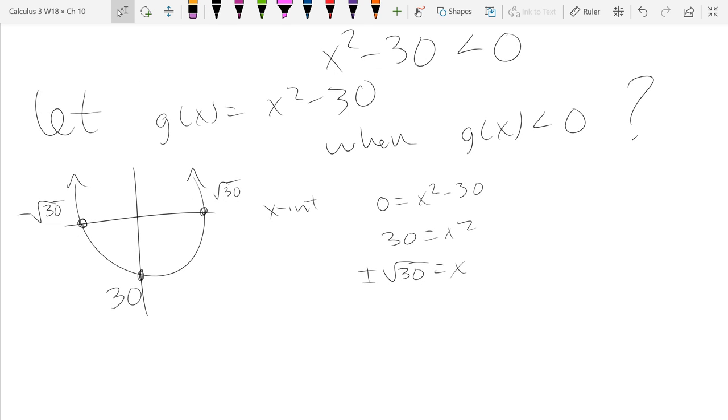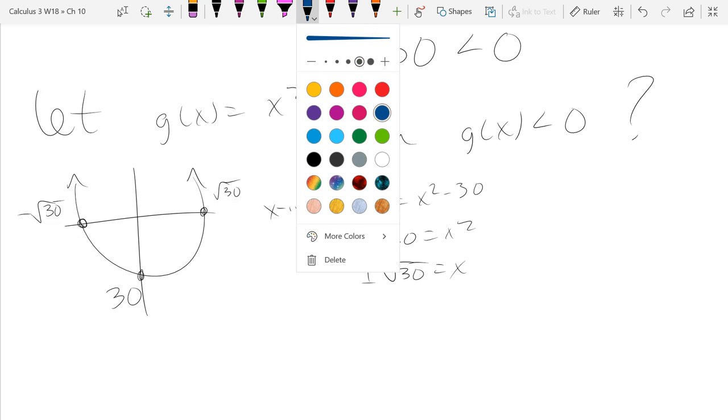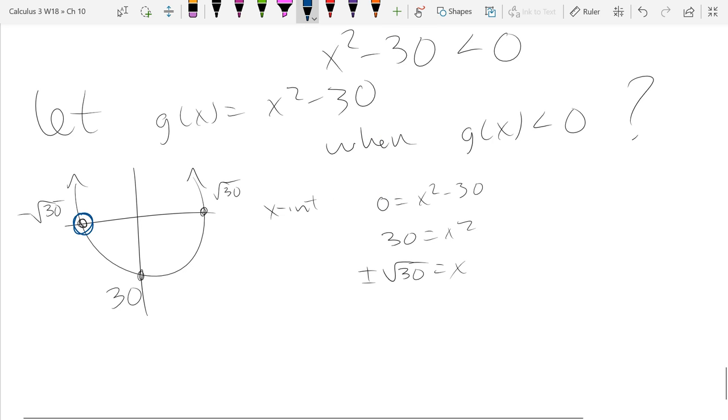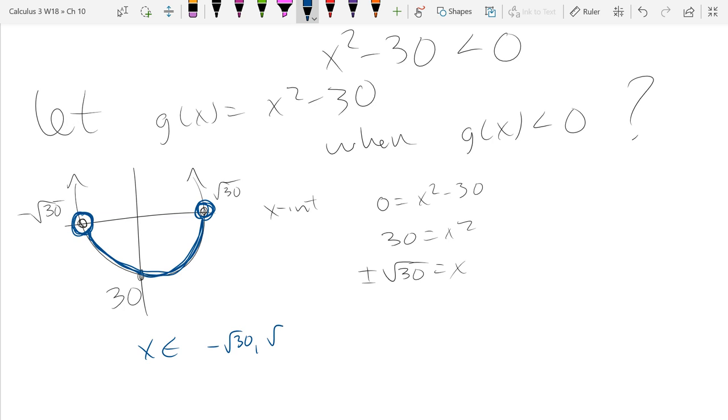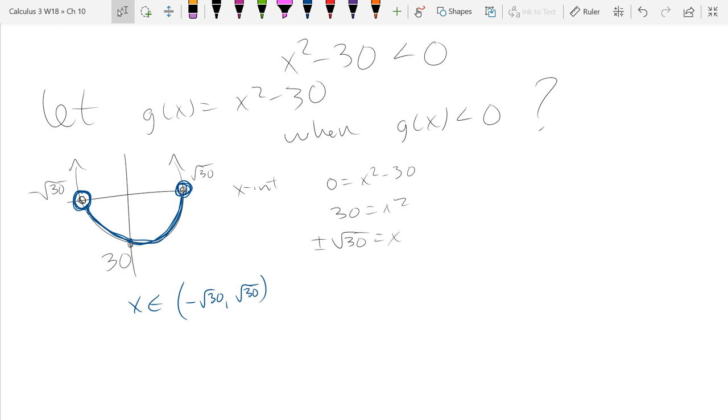All right, so when is g of x less than 0? It is less than 0 for all the smile part of the parabola. So we're not including the x-intercepts, but everything between the x-intercepts. So our solution, whenever x is between negative square root of 30 and positive square root of 30, this is our new interval of absolute convergence.